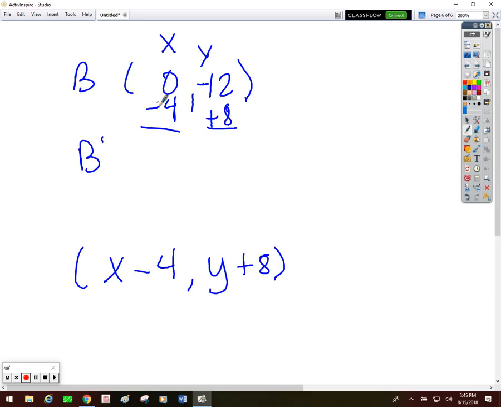Alright, so now 0 minus 4 is negative 4, and then negative 12 plus 8. Remember now, your integer rules say whatever the signs are different, I'm just going to subtract the smaller number from the bigger number. So 12 minus 8 gives me 4, and then I keep the sign of the bigger number. Well, in this case 12 is bigger than 8 and it's negative. So after the translation of x minus 4, y plus 8, 0, negative 12 is now at negative 4, negative 4. Okay? Alright, we'll try one more, then I'm going to let you try one by yourself.